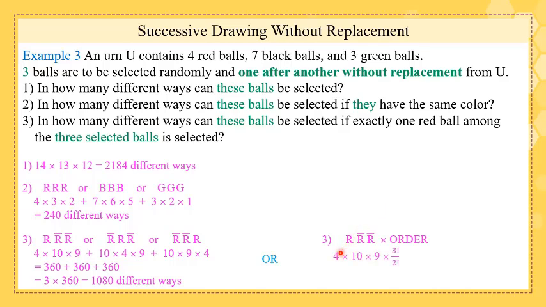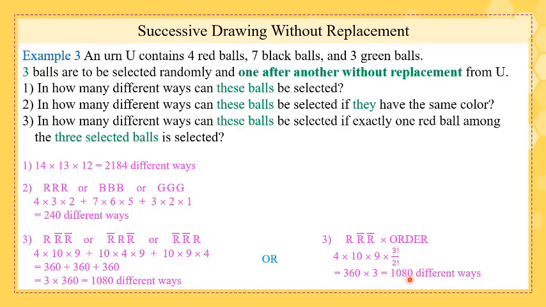So here we have 4 multiplied by 10, which is the number of non-red, multiplied by 9, which is also the number of non-red, and we multiplied it by 3 factorial over 2 factorial. This is a 3-letter word, 3 factorial. 2 letters are repeated, this is 2 factorial. And we get 360 times 3, which is 1080.